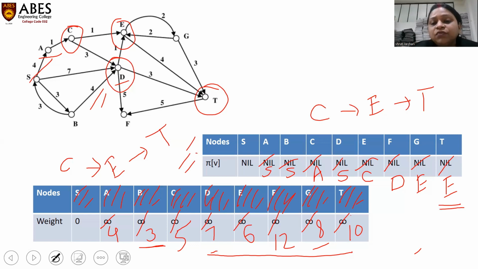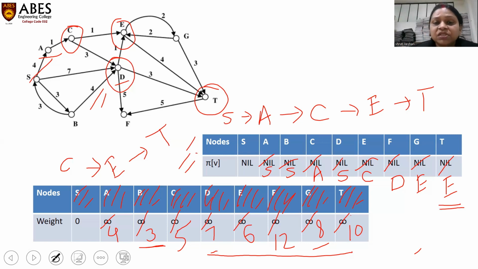And now check the value. Who is the parent of C? That is A. And now this is giving the value S. Parent of A is S. You have a path SACET, which is containing the shortest cost, or you can say shortest path.